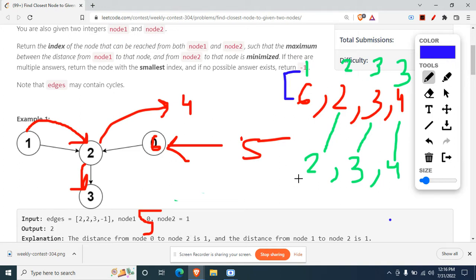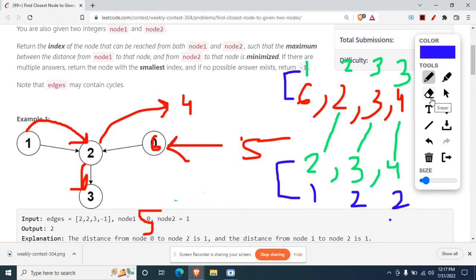took. Fine. Now from 1 to reach 2, what is the distance taken? See, from 1 to 2, it is one node only. So we'll take the distance of 1. To reach 3, we'll take 2. To reach 4, we'll take a distance of 2. Fine. So these are the distances array and the nodes that it can visit. Fine. So till now it is very clear.